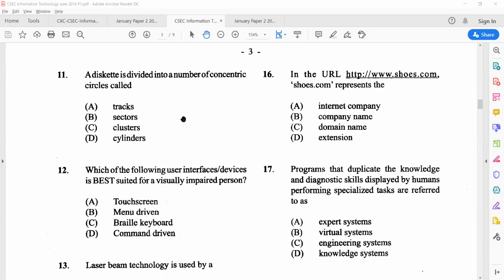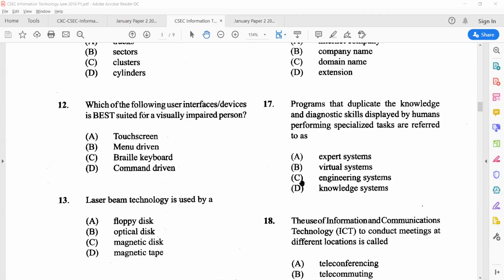C, sir, domain name. Right, that's correct. Okay, shoes.com represents the domain name. Now, you may have noticed that sometimes the domain name is the same as the company name. But in terms of the URL, or Uniform Resource Locator, that portion is referred to as the domain name, not necessarily the company name. Okay, moving on to 17.